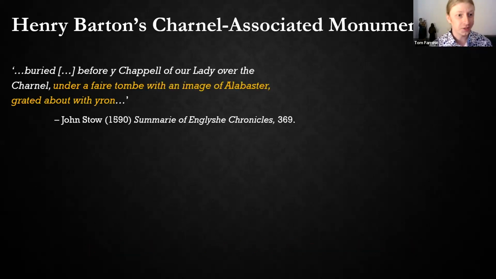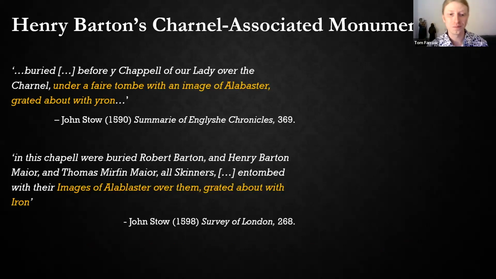He had a monument in this chapel. Stowe tells us in his summary that it was a fair tomb with an image of alabaster grated about with iron. But he was not alone there. There were 2 more. He was joined by Robert Barton, another Skinner, and later on in the early 16th century by Thomas Murphin, also a Skinner, also a Mayor. All three of these entombed with their images of alabaster over them, grated about with iron. So there's a theme here, there's a continuity between these monuments. Our descriptions are limited, but there seems to be something in common between them.